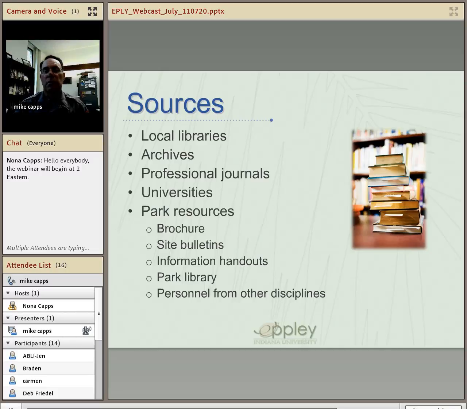Personnel from other disciplines. If you're doing a program on park geology, and the park has a geologist, it might be a good idea to speak to that individual, or a biologist, or whatever the case may be.